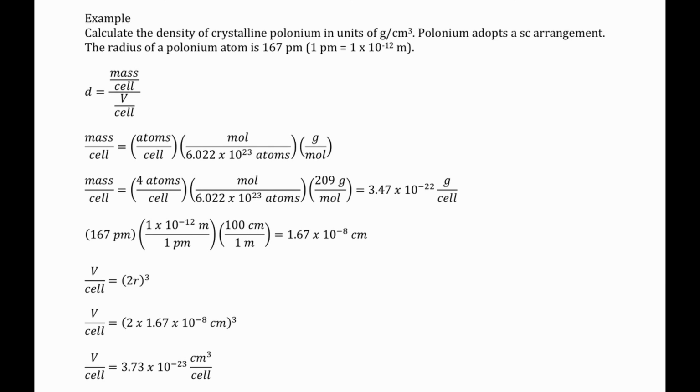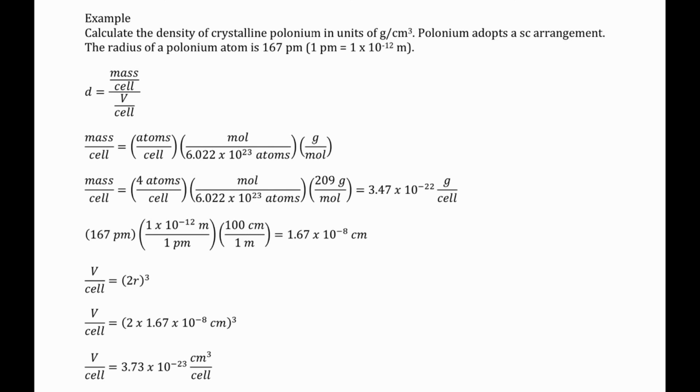And next, we're converting from the picometers to centimeters. Okay, so we take the 167 picometer radius, we multiply by 1 times 10 to the minus 12 meters per picometer, and then we convert from meters to centimeters. 100 centimeters equal 1 meter. So we get 1.67 times 10 to the minus 8 centimeters for the radius.